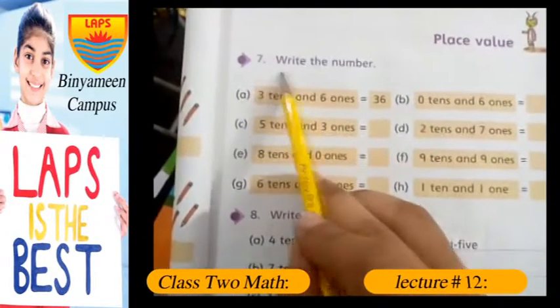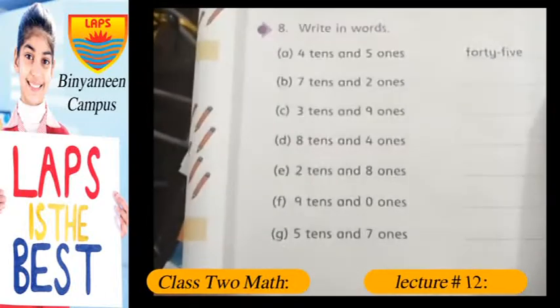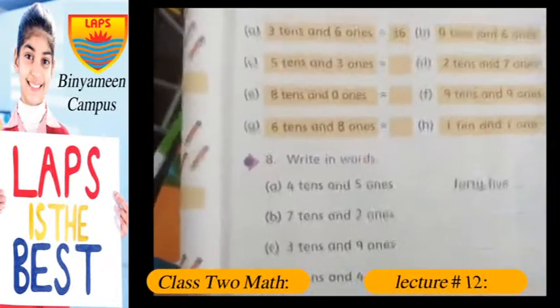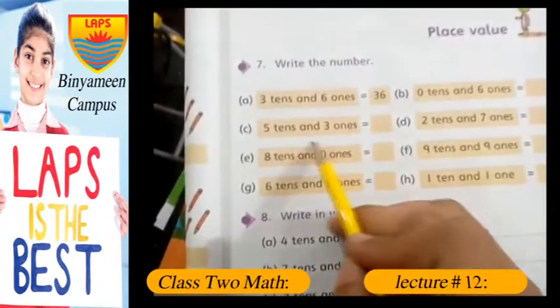We have to write numbers here. The page number is 5, so open your books to page number 5. We have to solve this activity today. It says write the number.